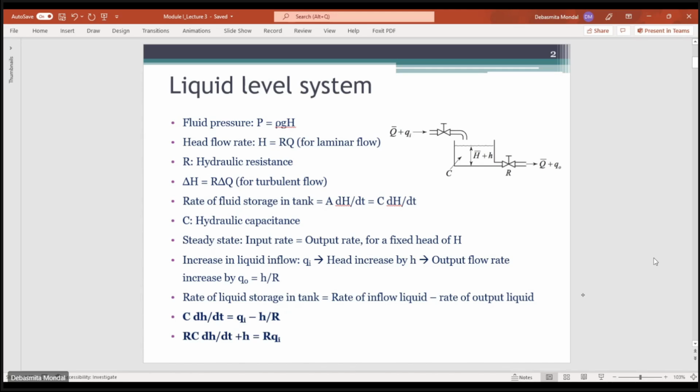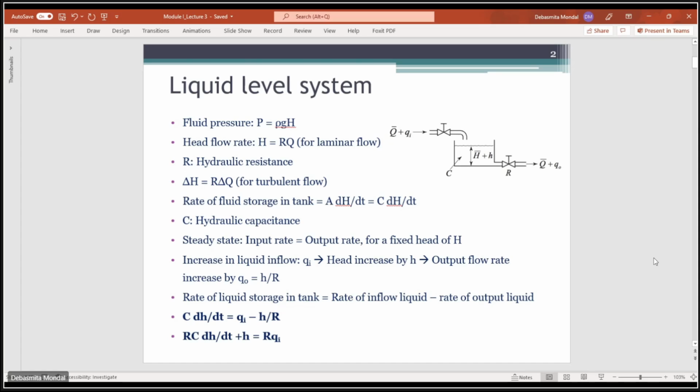Excuse me, ma'am. Yes. Ma'am, the temperature model was left a little bit in the last class. You said you'll continue today. Okay, the thermal system you are talking about? Yes, that thermal system. Okay, just hold on a second.